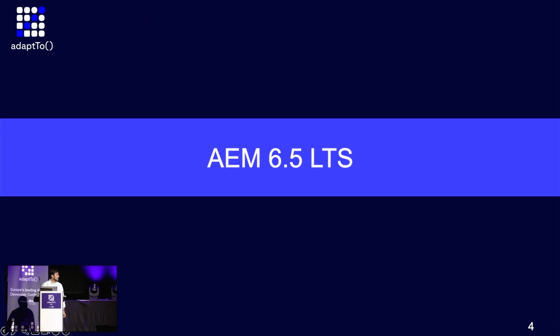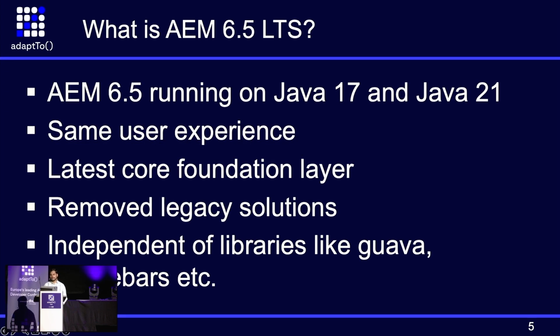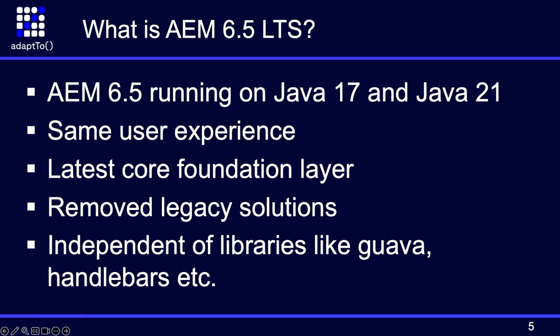Okay, so what is AEM 6.5 LTS? As the name LTS suggests, it's a long-term support version of AEM 6.5. Its main purpose is to allow customers to continue running AEM 6.5 on newer versions of Java, specifically Java 17 and Java 21. It provides the same user experience, same repository structure and code structure as AEM 6.5, with minimal upgrade effort.